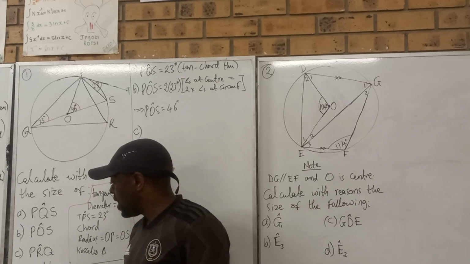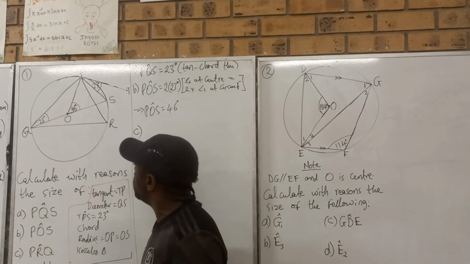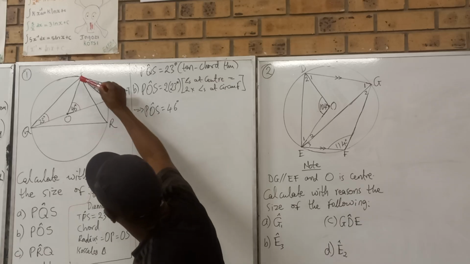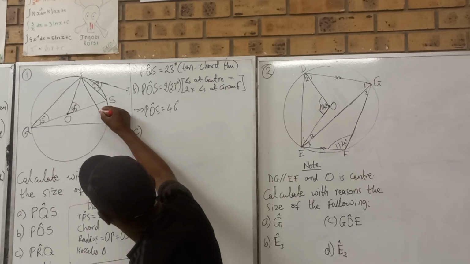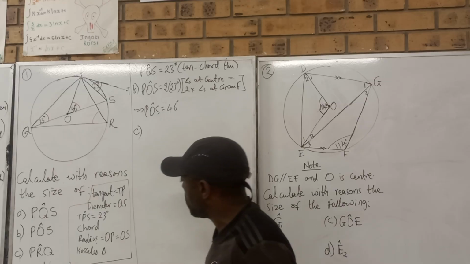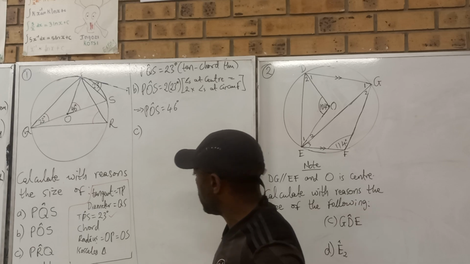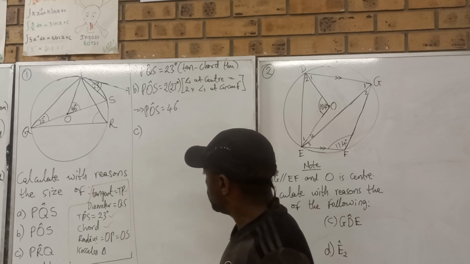So let's look at the last part of that problem. We need angle PRQ. So I need to go to my diagram and see where PRQ is. That is PRQ. My PRQ is here. That's what I'm looking for. So if I go back to my hint that I've been working with, I will see that I've made use of 23. I've made use of the term chord.